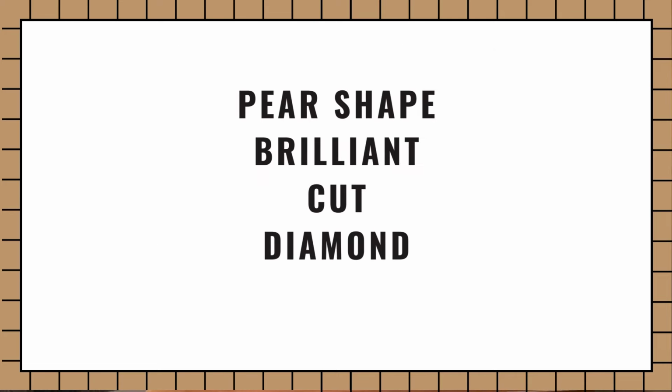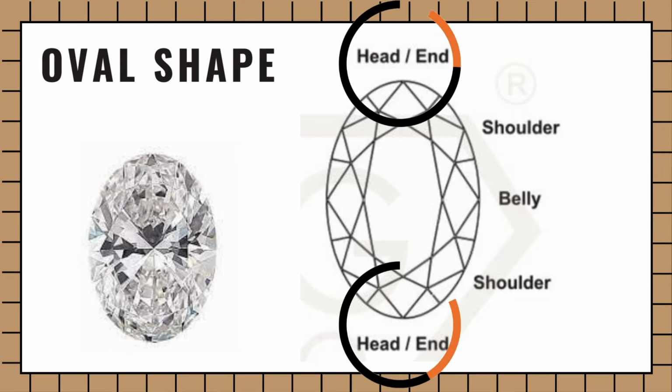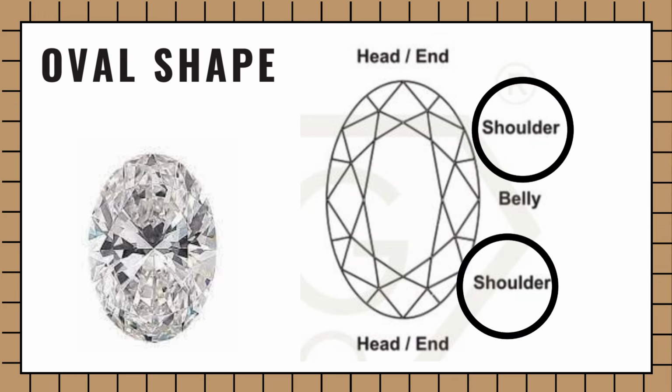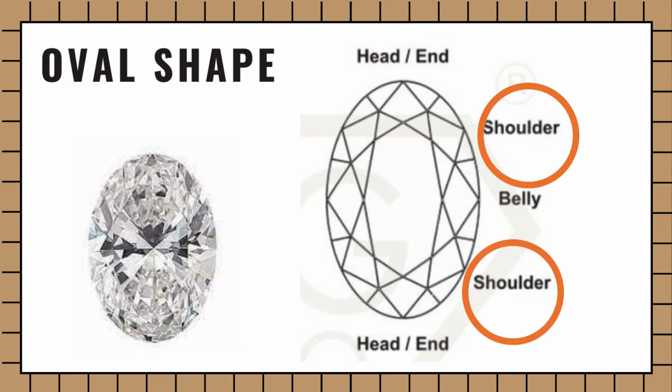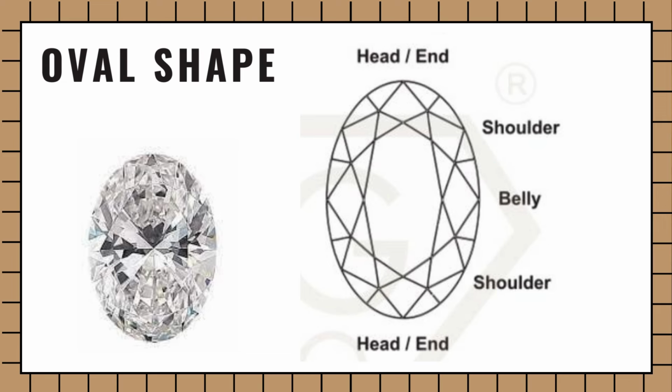We then move on to the oval shaped brilliant cut. In the oval shape, the top is the head, and the bottom is also known as the head or end, because both of them are exactly the same and very similar, and there are 2 shoulders. The head is basically the end of the stone. Right in the middle is the belly. This is a very easy method of remembering: the middle is the belly. Above the belly is a shoulder. Below the belly is also a shoulder. And below the shoulder we have a head, and above the shoulder also we have a head.